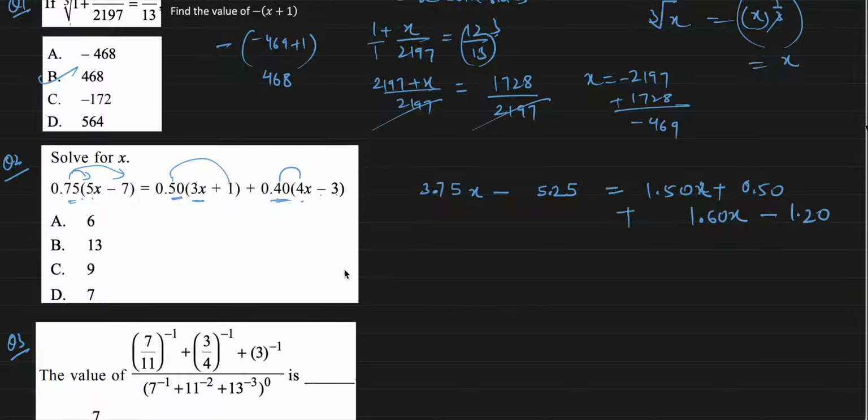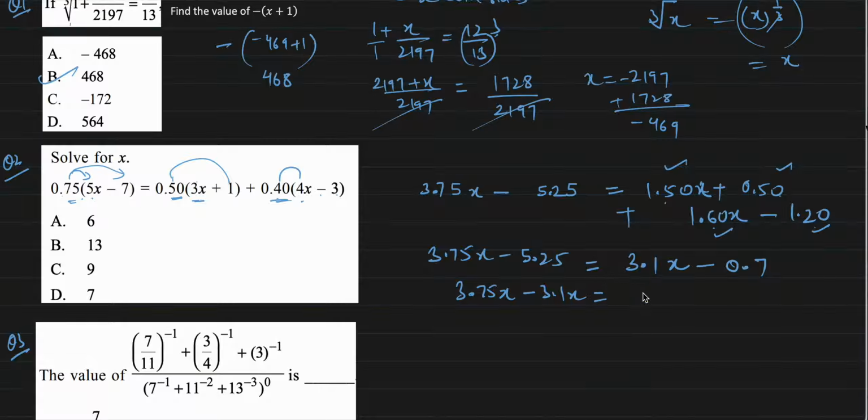Now like terms. On this side the like terms are these two and these two, so we can solve them. 3.75x minus 5.25 is equal to, so 15 plus 16 is 31, so I'll write 3.1x. The 0 you can skip as it is. Now plus 0.5 minus 1.2, so 12 minus 5 is 7, so I'll write minus 0.7. At the end the 0 you can skip. Now again combining like terms, 3.75x minus 3.1x is equal to 5.25 minus 0.7.